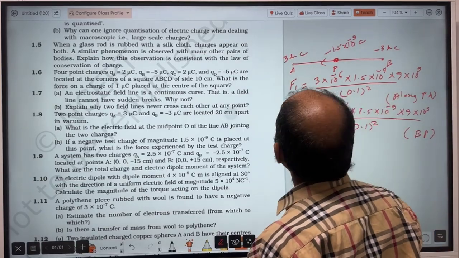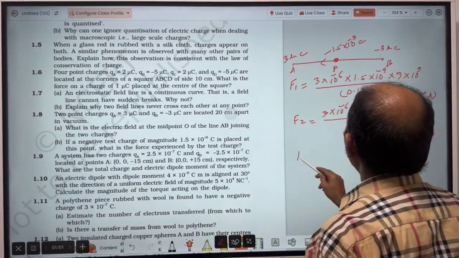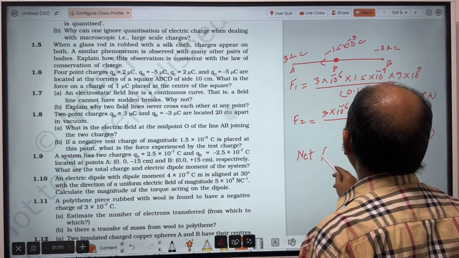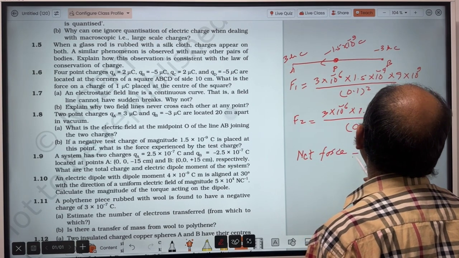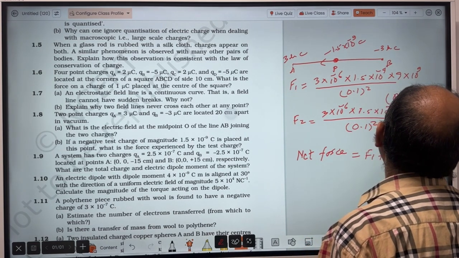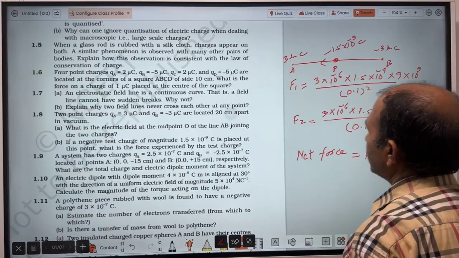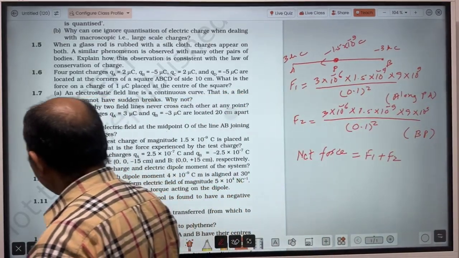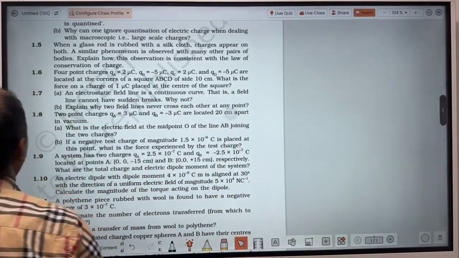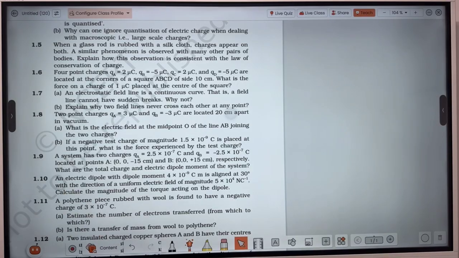Since both forces are in the same direction, net force will be the sum of the two forces. So F1 plus F2. You can get it this way also. Now we are going to consider the next question.